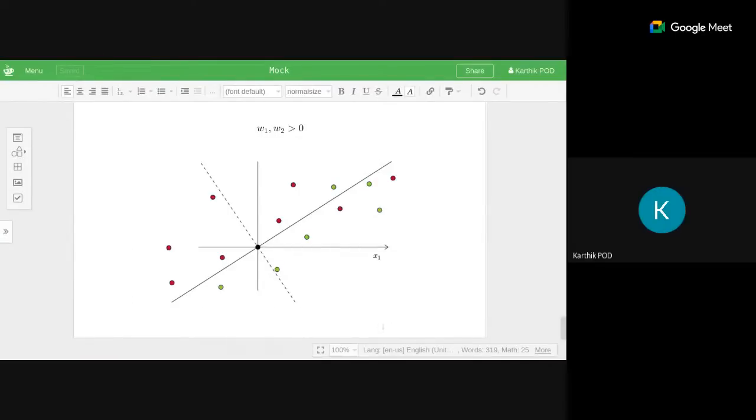In fact, the decision boundary is a consequence of having a particular W, right? So when you take a decision, you have to look at W transpose X and see the sign of it. Does it agree with the actual label or not? If it agrees, it's not a misclassification. If it doesn't agree, it is a misclassification. So that's the way to go about it.